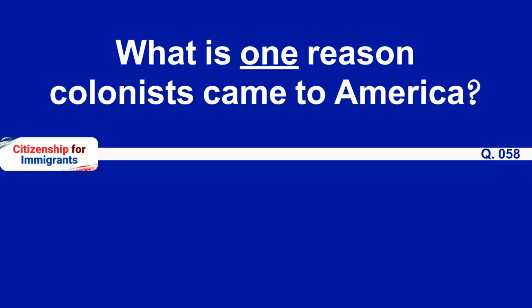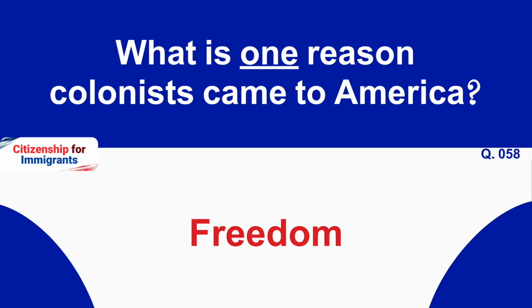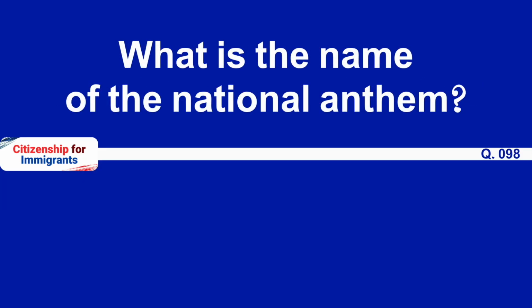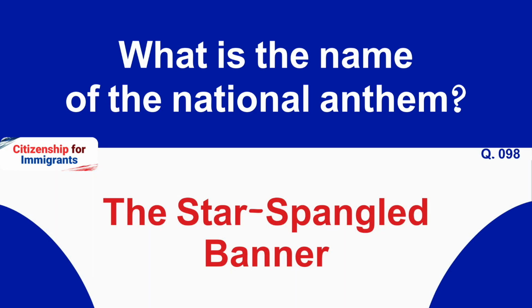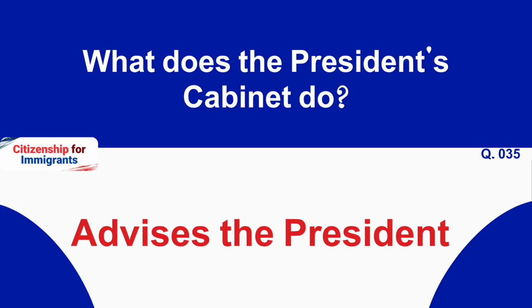What is one reason colonists came to America? Freedom. What is the name of the national anthem? The Star-Spangled Banner. What does the President's Cabinet do? Advises the President.